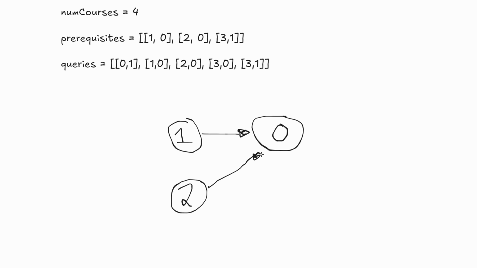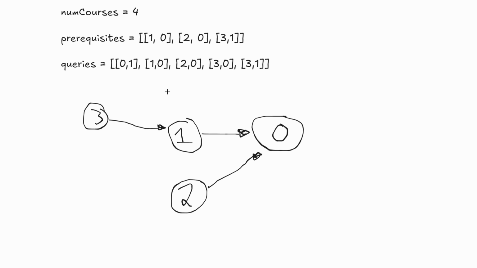Sorry, my drawing's bad. And then we're going to have 3 being a prerequisite of course 1. So 3 here is going to be a prerequisite of course 1. Okay, so now we're going to be checking all the query conditions and seeing if it returns true or false.